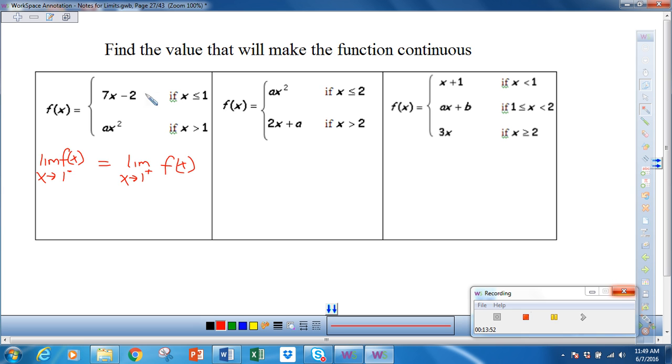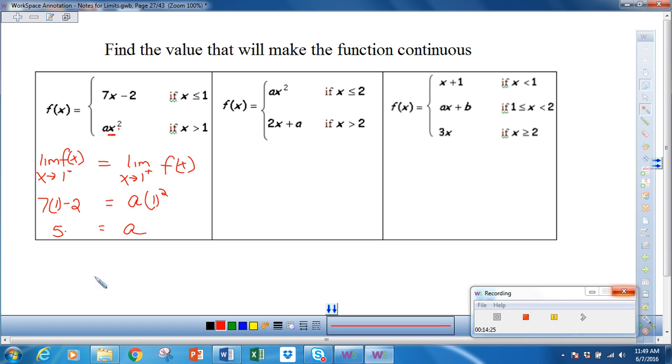So I'm going to do a direct substitution. Where I see x, I'm going to replace it with 1. So on the left-hand side, I get 7 times 1 minus 2, which is 5. And I want that to equal, doing a direct substitution, now remember, I'm substituting for x. X is my variable. A is not my variable per se. So this gives me a times 1 squared, which is simply a. So in order for this to be continuous, a would have to equal 5.